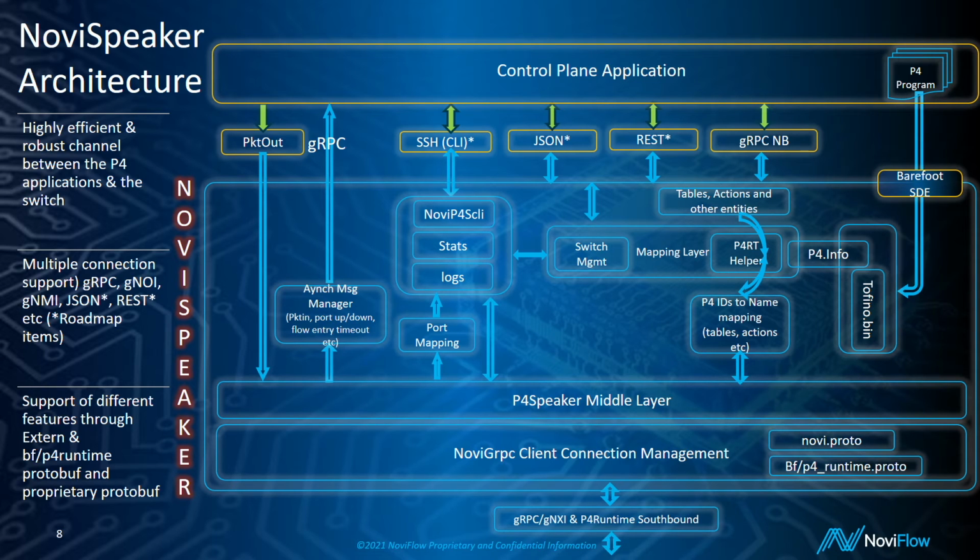We release this protobuf file to our customers along with the release of NoviSpeaker, and the same corresponding protobuf file is available in NoviSpeaker NOS also. Of course, you require a corresponding protobuf file at the gRPC server level also, right? So this proto is used in the gRPC client, which is NoviSpeaker, as well as in the gRPC server that is part of the NoviSpeaker NOS running in the Tofino.